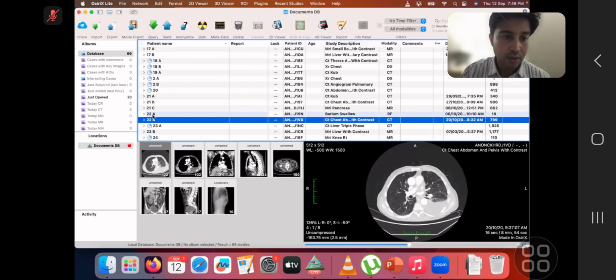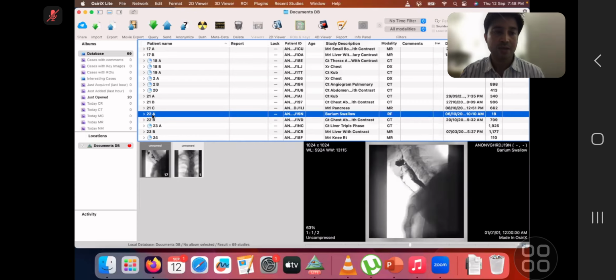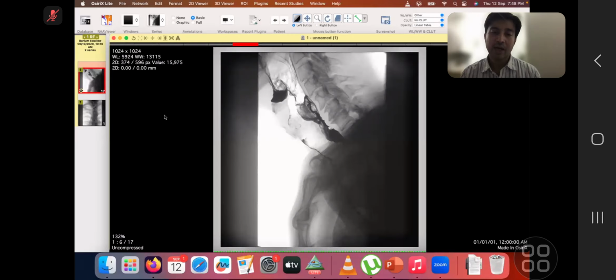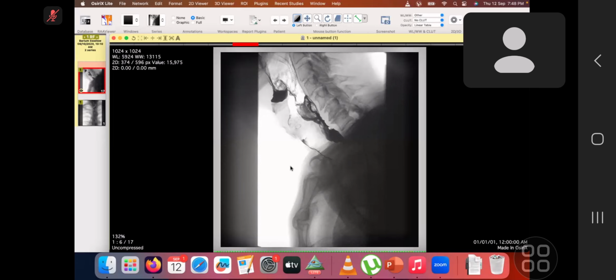So what are your differentials in this? This irregularity is quite suspicious for malignancy, and other possibilities could be chronic ulcerations due to reflux, or some other possibility like candidiasis or something related.